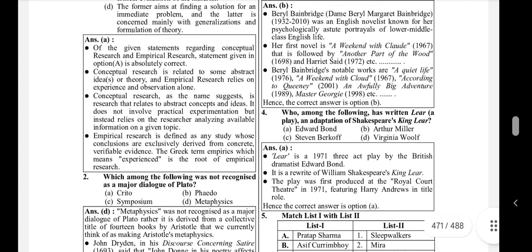Who among the following has written Lear, a play, an adaptation of Shakespeare's King Lear? Option A, Edward Bond. Option B, Arthur Miller. Option C, Stephen Beckhoff. Option D, Virginia Woolf. The right answer is option A. Lear is a 1971 three-act play by the British dramatist Edward Bond. It is a rewritten work of William Shakespeare's King Lear. The play was first produced at the Royal Court Theatre in 1971, featuring Harry Andrews in the title role. So the correct answer is option A.